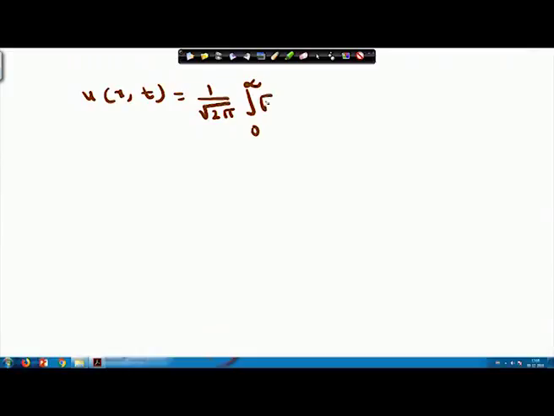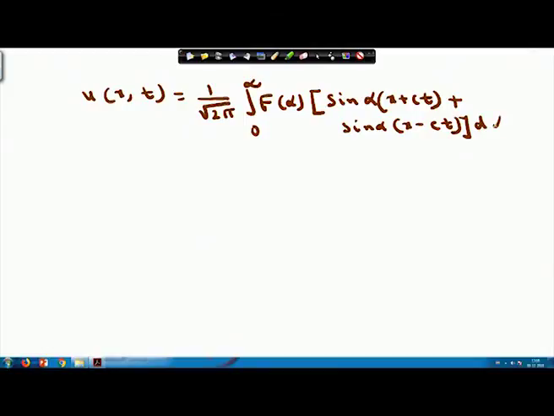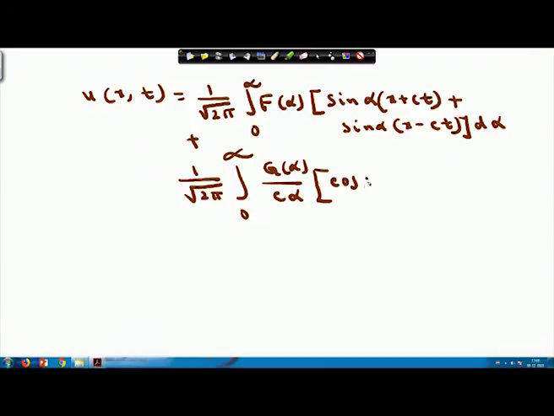integral 0 to infinity, capital F(α) into sin(α(x+ct)) plus sin(α(x−ct)) will come, and this into dα, plus 1 by root 2 pi, integral 0 to infinity, G(α) by cα into this sin·sin, also written in the same fashion, cos(α(x−ct)) minus cos(α(x+ct)) dα.